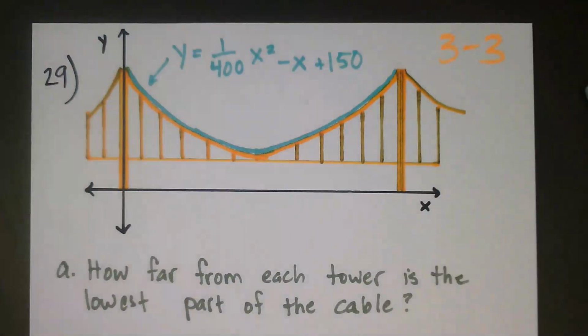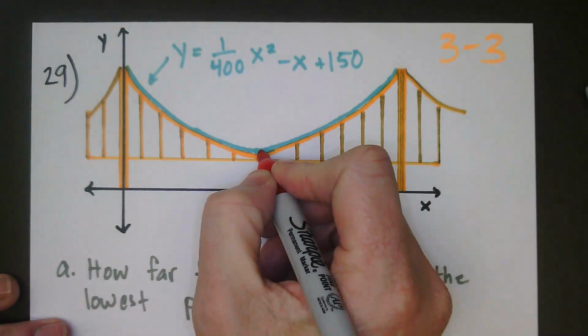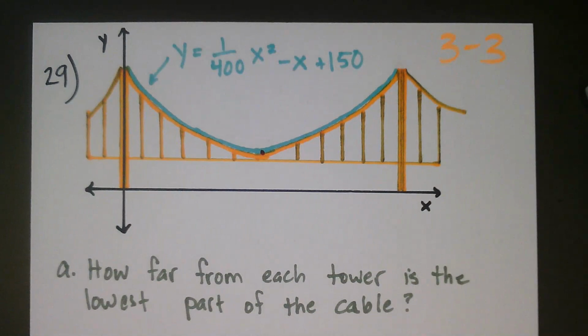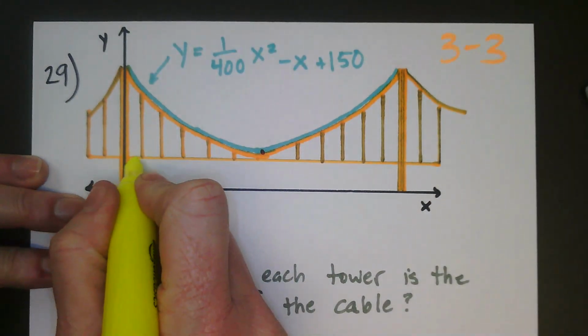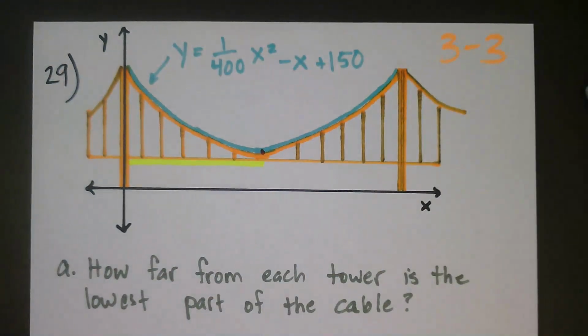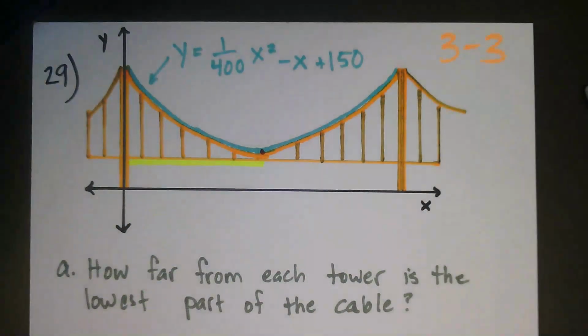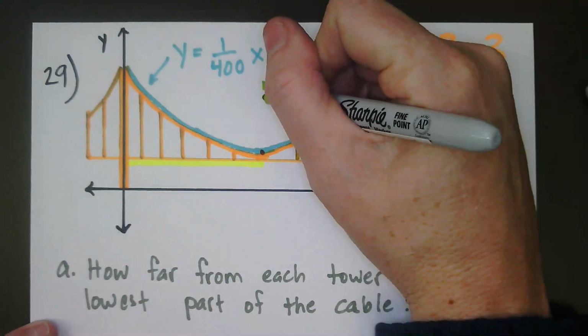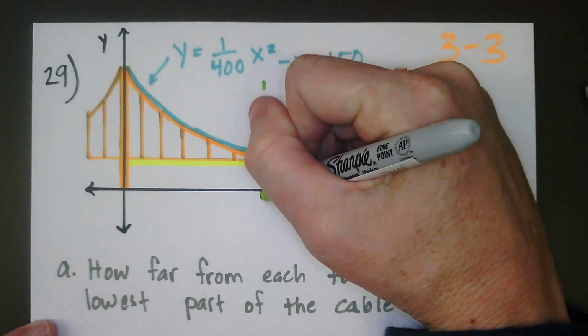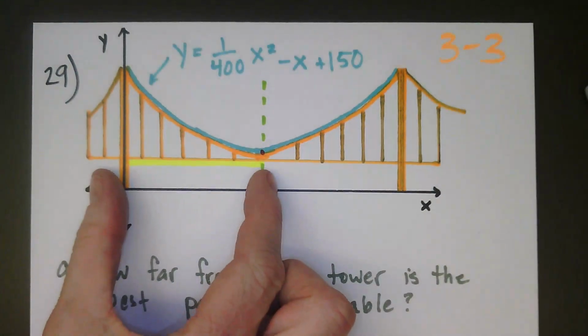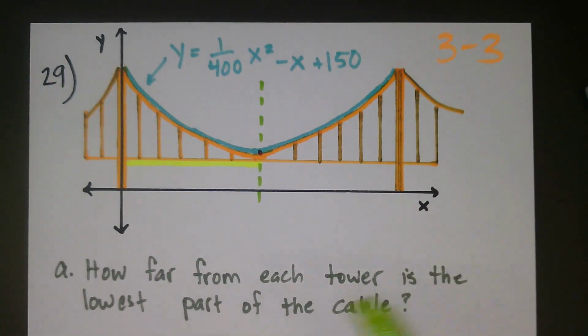That's given to you here. They're going to ask you a couple questions about it. One being how far from each tower is the lowest part of the cable. Well, the lowest part of the cable right here is at that vertex, the minimum. So they basically want to know what this distance is. How far from here is it? Now, I only highlighted one side, but because we know it's symmetrical, if we have a parabola, there's an axis of symmetry through the vertex. So this side is the same length over here.